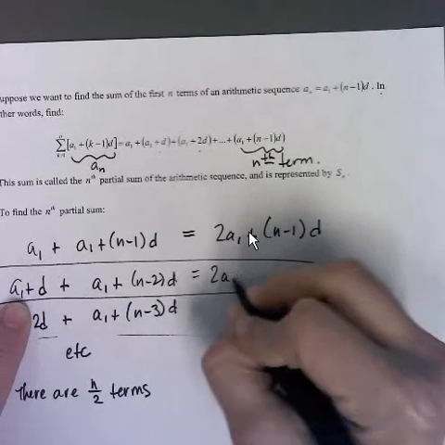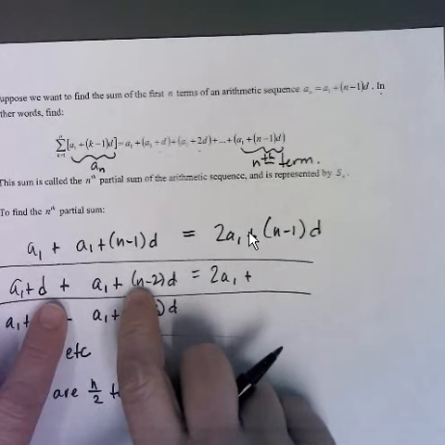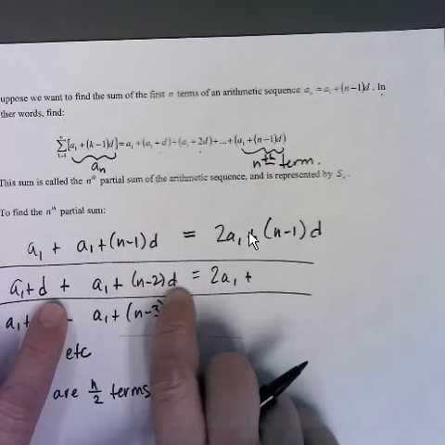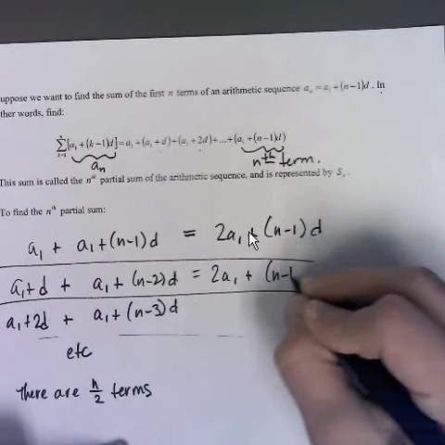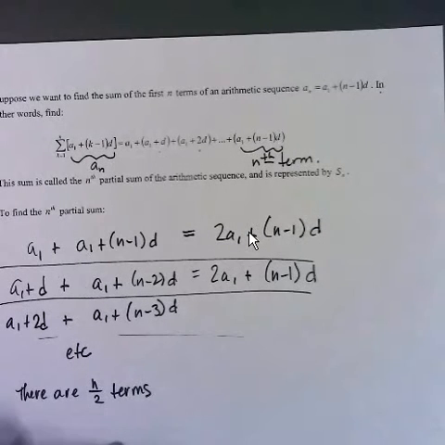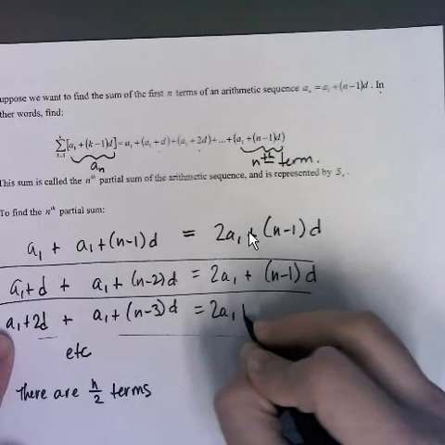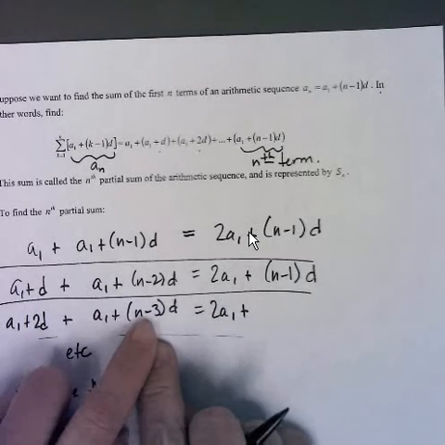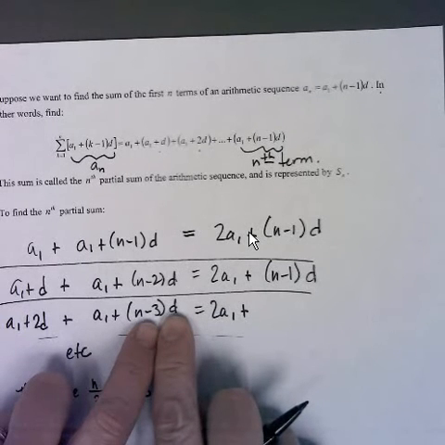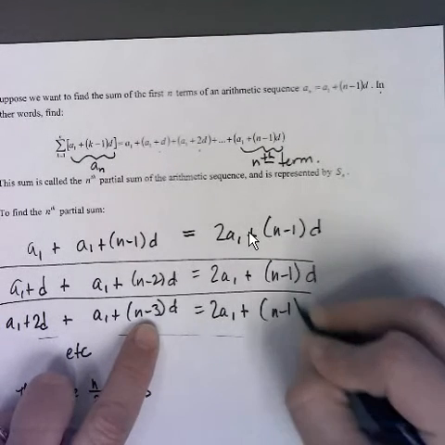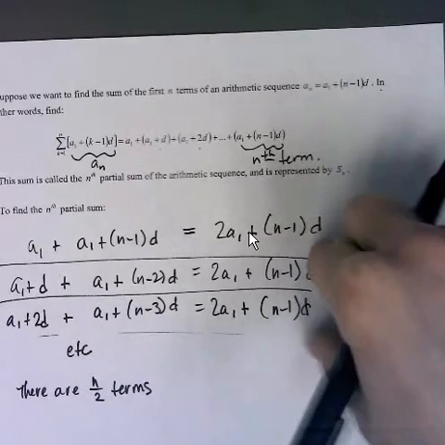And then, because this is n minus 1 d, but here's an extra d, that bumps it up. There's actually n minus 1 d there. Again, a sub 1 plus a sub 1 is 2a sub 1 plus, well, n minus 3, but then add 2 more, there's actually n minus 1 d. Every row will have the same sum. There's n minus 2 of them.